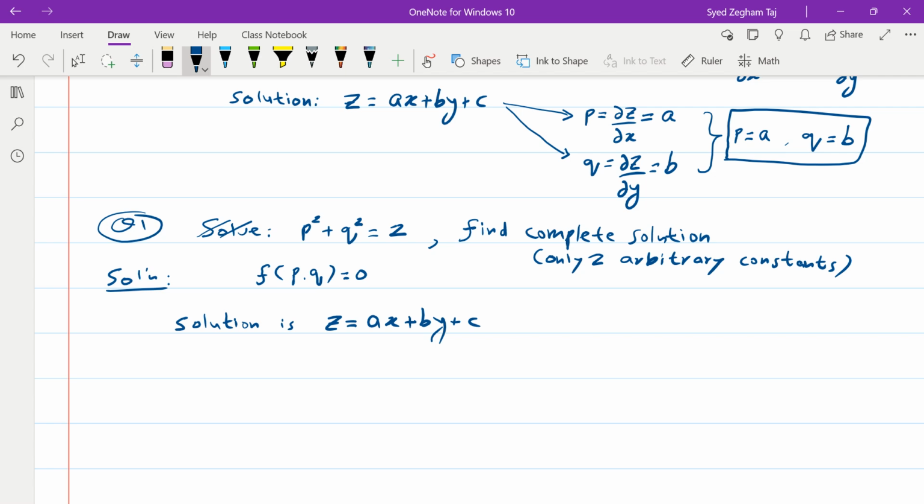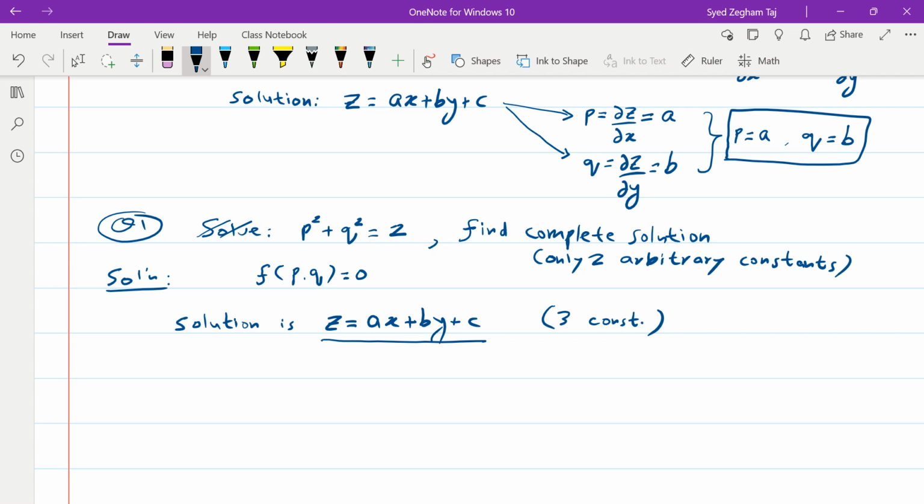So you have already found one solution, z is equal to ax plus by plus c. But here what is happening? Here we have 3 constants, right? We have a, we have b, and we have c. It means what we have to do in this solution is reduce the number of constants from 3 to 2. If we succeed in doing that, it will become a complete solution, right? Okay. Now what can we do?